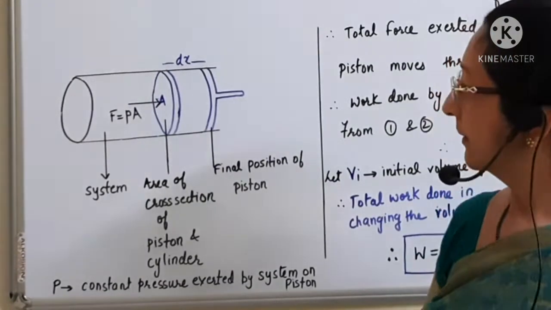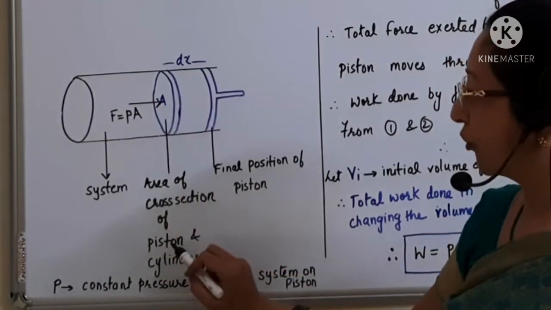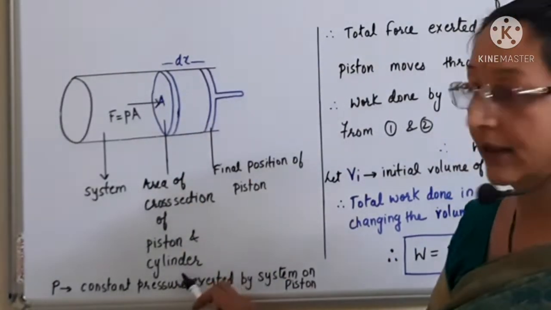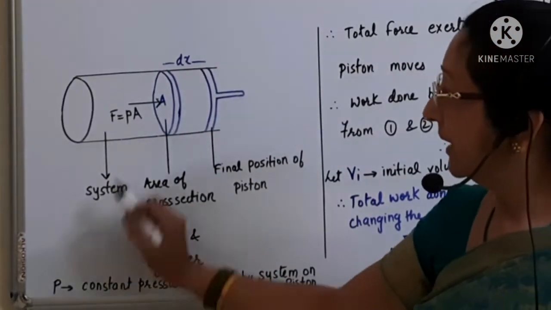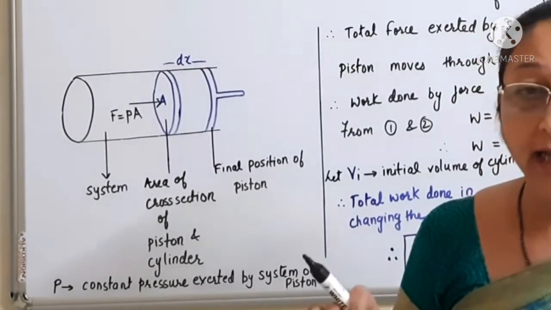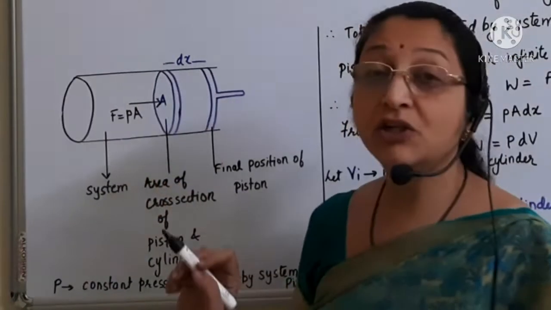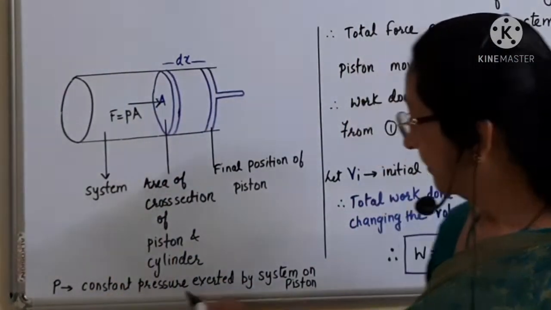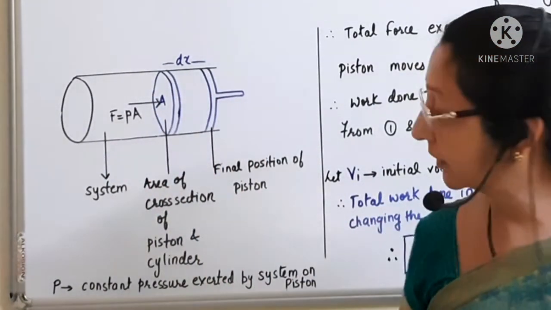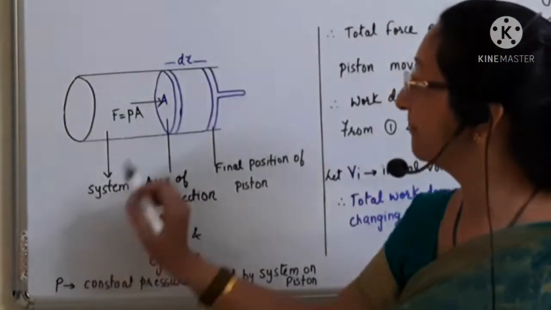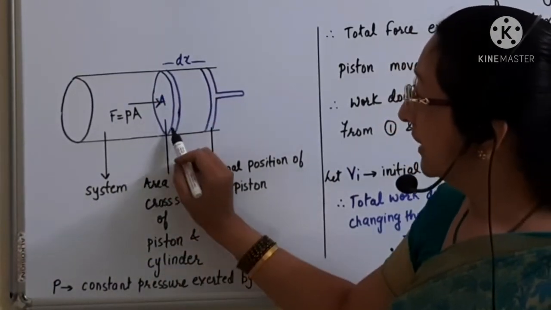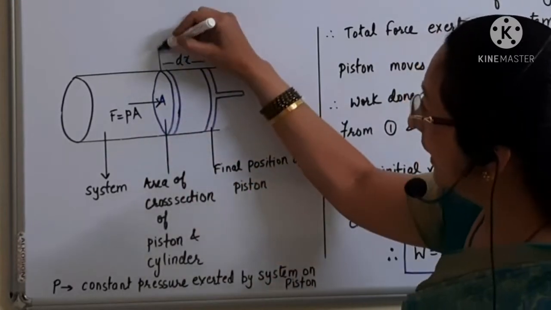Now, let A be the area of cross section of the piston and of the cylinder. Let P be the pressure exerted by the system, the gas, on the piston. How much pressure is the gas inside the system exerting? It exerts a pressure P. Now, initially the piston is here. So this is the initial position.